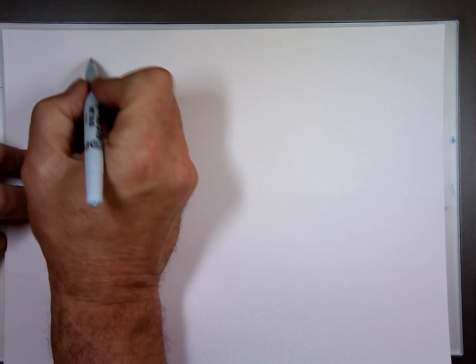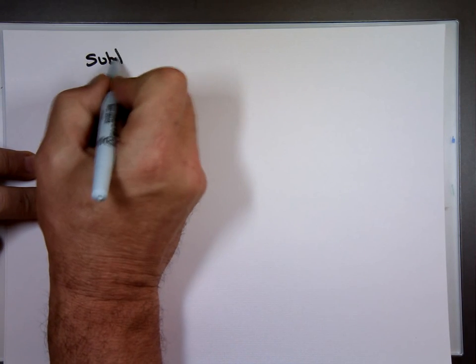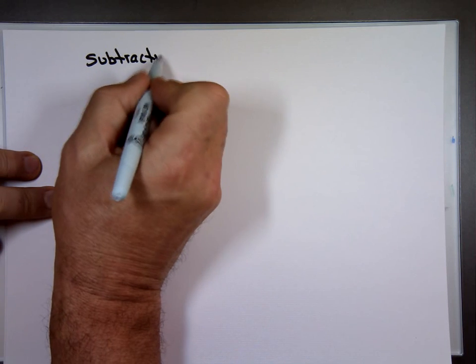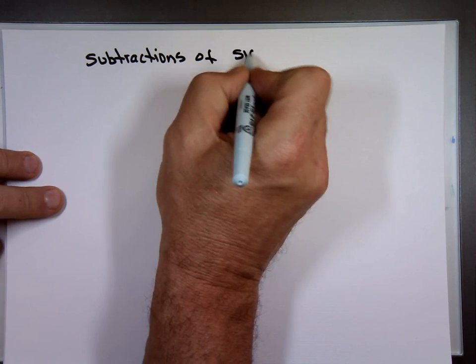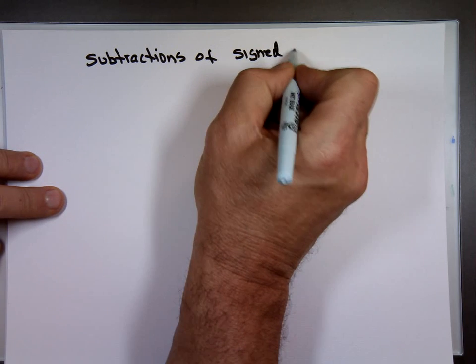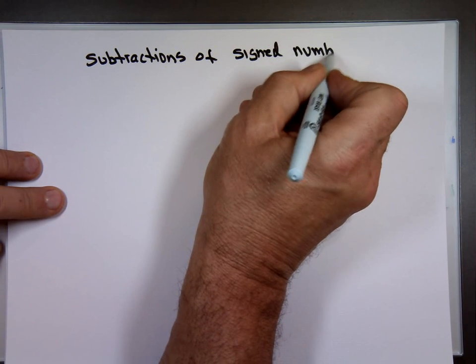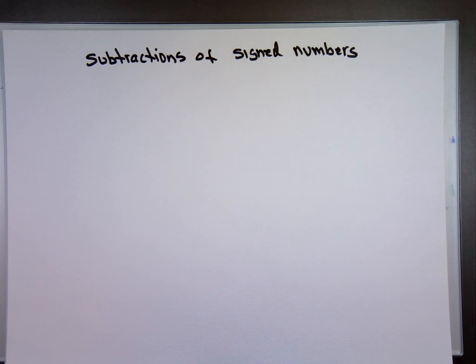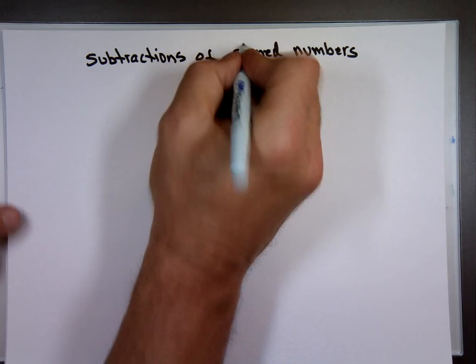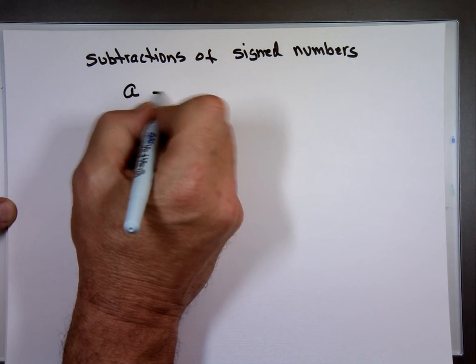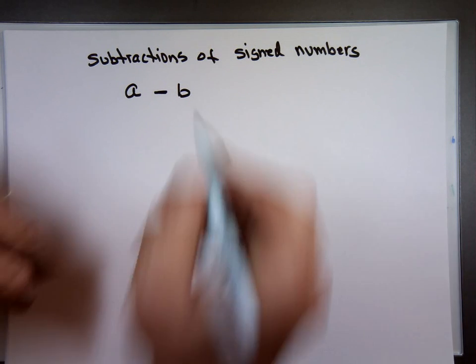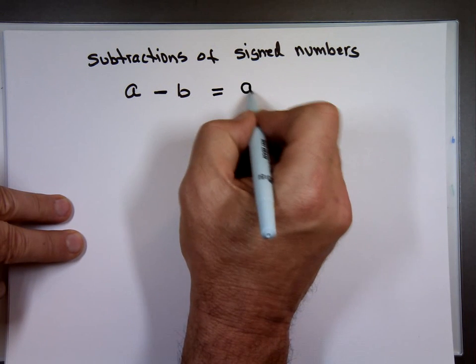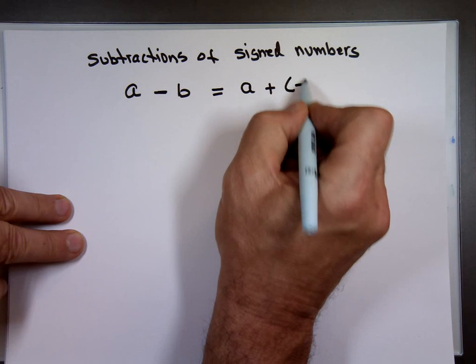Subtraction of signed numbers. And the rule I'm going to use is this one. We have a rule in math: if you want to subtract two numbers, a minus b, that is really the same as a plus the opposite of b.